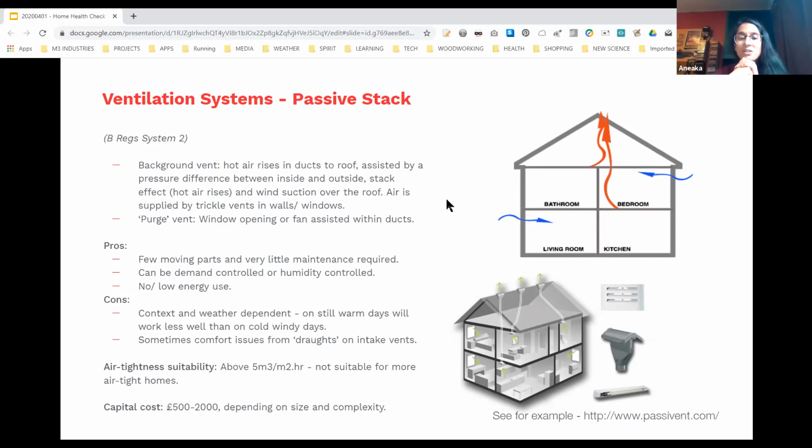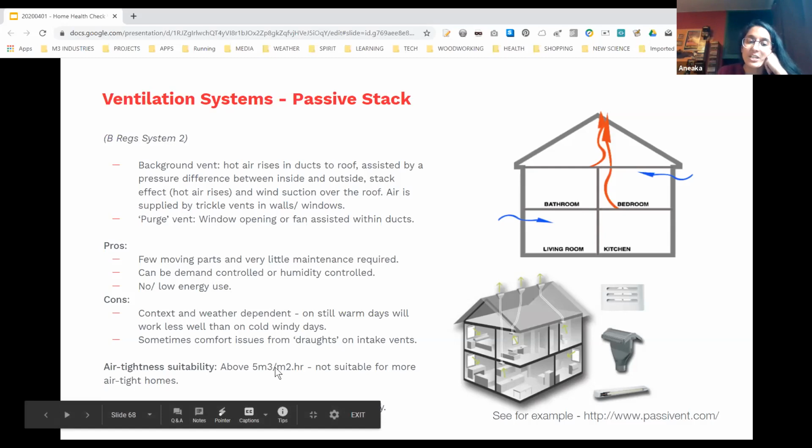Some of the cons with them is that they are weather dependent. So on a still warm day, they won't necessarily work as well as on a cold, windy day. And you might feel some drafts from the intake vents. I do know one of our members who had this system installed and found that it generally worked. It just didn't work well enough in the bathroom, for example, and they had removed their extractor fan in the bathroom, and then found that they wished they hadn't done that and kept that extractor fan in along with the passive system.